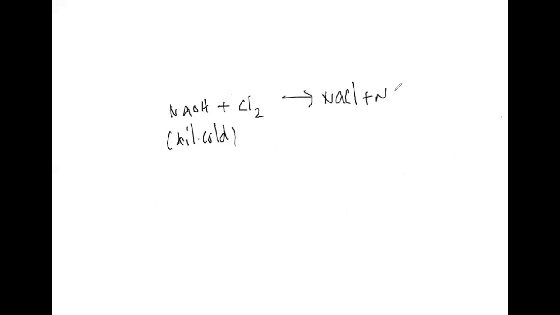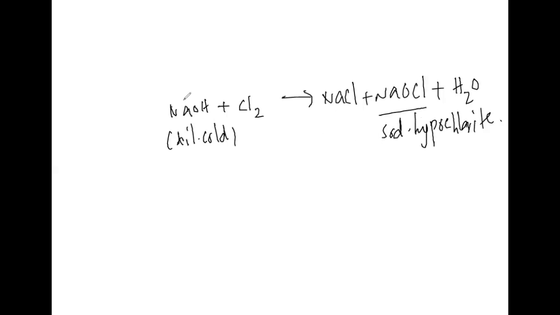They are when sodium hydroxide, that is caustic soda, reacts with chlorine. I am going to take cold and dilute sodium hydroxide. It gives NaCl plus NaOCl plus H2O. What is the name of NaOCl? Sodium hypochlorite. Names are very important. Here Cl2 is 0, here Cl is minus 1, here Cl is plus 1. This is an example of a disproportionation reaction.